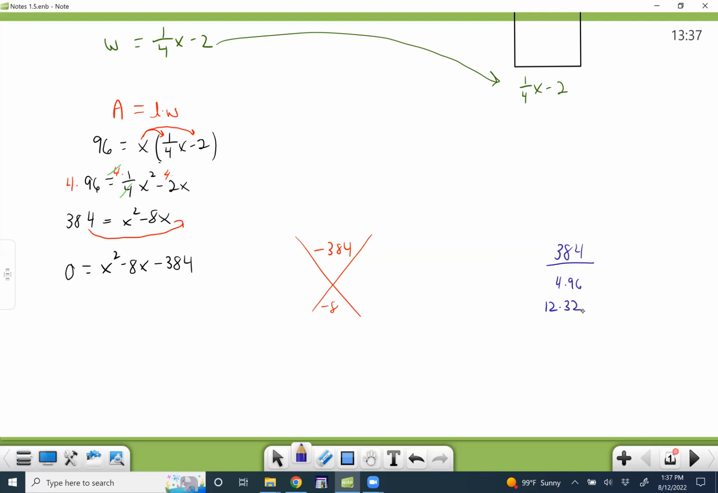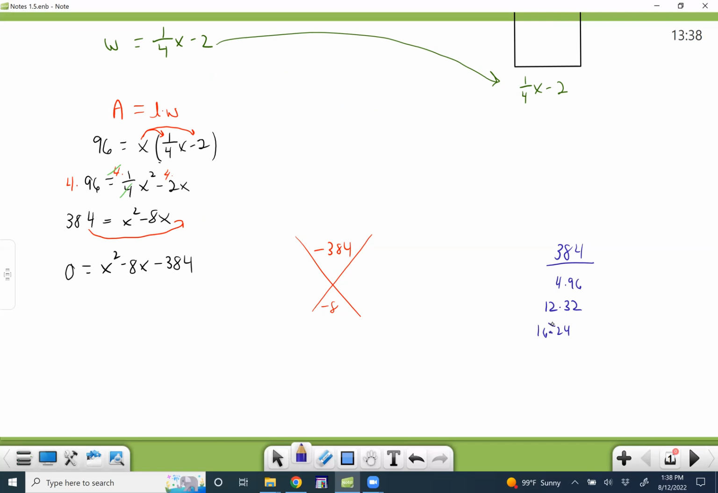Okay, those don't have a difference of 8, so I've got to go even higher. Let's see here. 384 divided by, let's try 16. I got 16 times 24. Will that do it? That will do it, you guys.